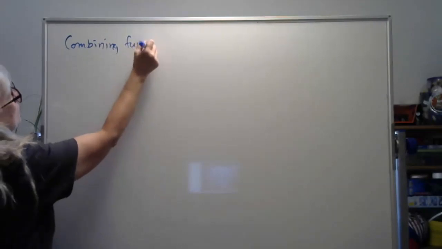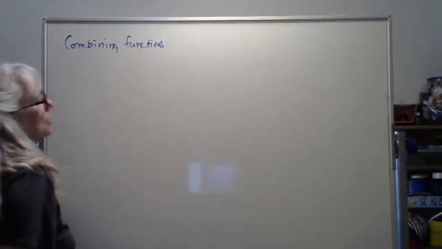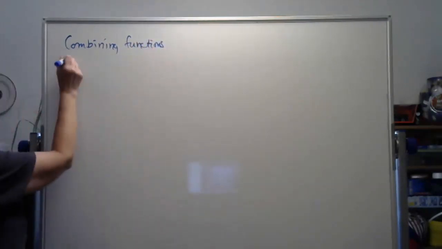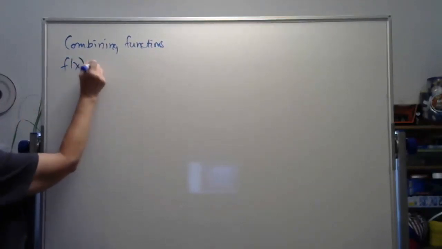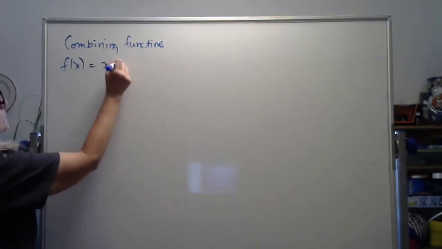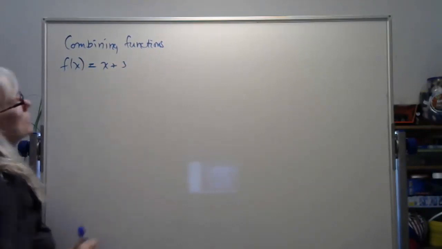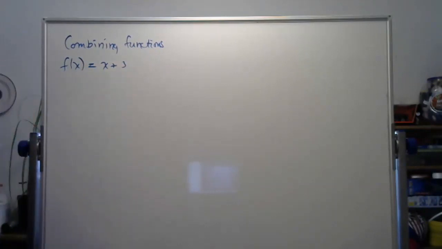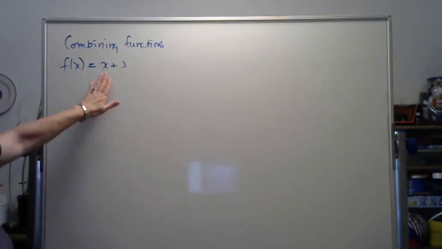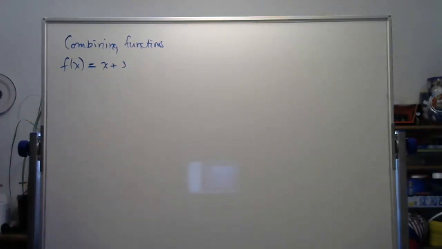Okay, the next thing we're going to do is we're going to combine functions together. So, combining functions. So I've been kind of specific. We're going to start off with a function f of x is equal, let's do just x plus 3. So that's going to be a linear function for us in the future because we know that all the x's have first degrees on them, so it's a linear function.